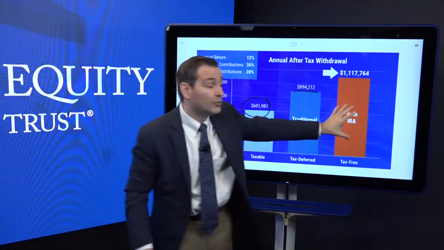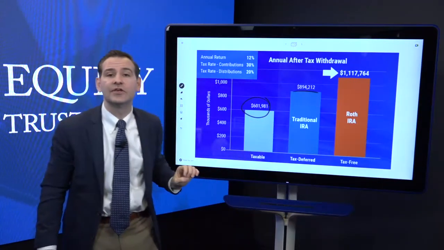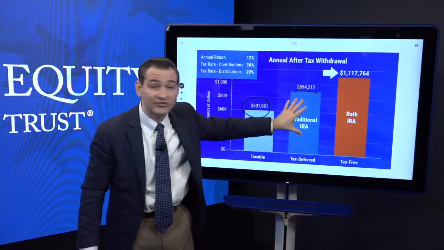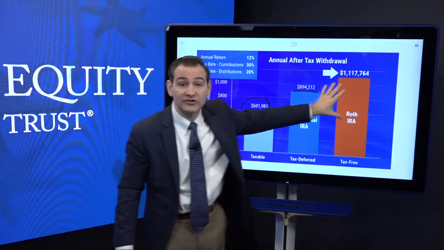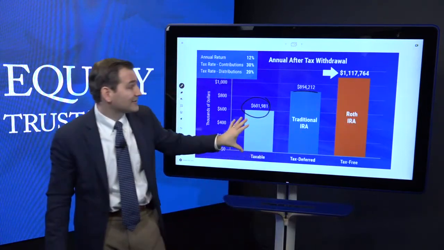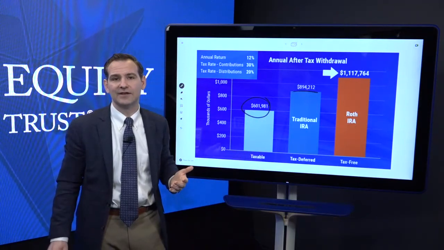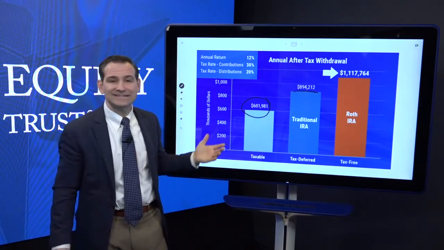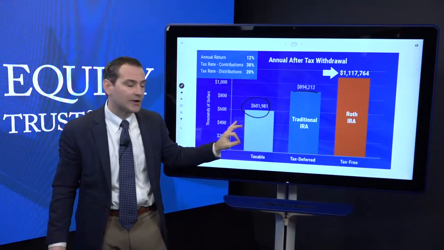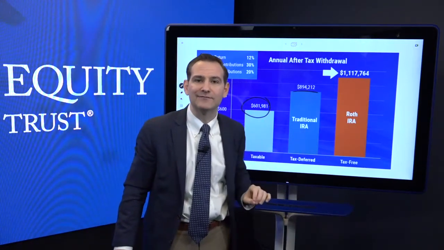Applying these same numbers to a Roth IRA, you see here $1.117 million saved. So if I compare my Roth IRA to my traditional IRA, I'm saving just over $200,000. If I compare my Roth IRA to my taxable environment, you see there over $500,000 in taxes saved. So this is a very basic time value of money example to demonstrate the difference between a taxable environment, a traditional IRA environment, and a Roth IRA environment.